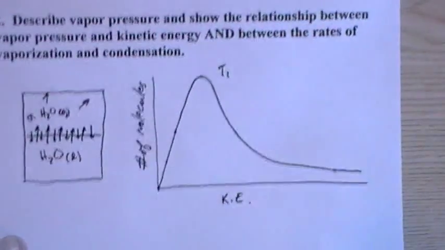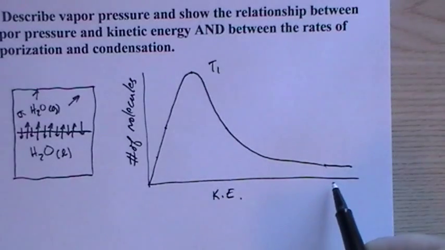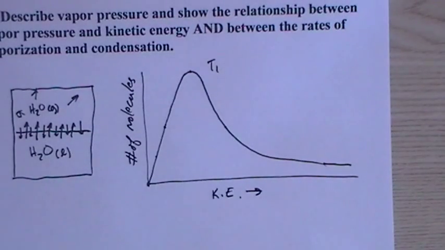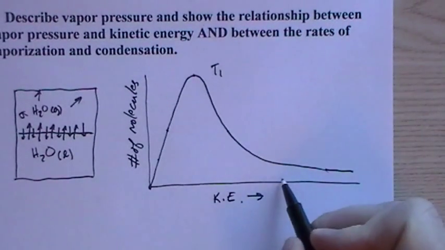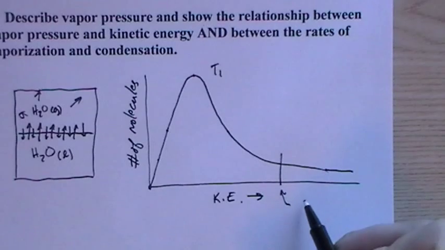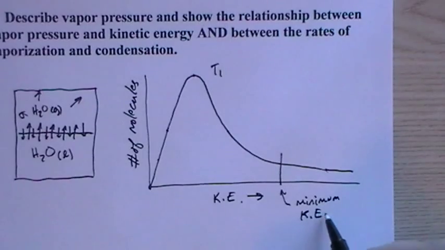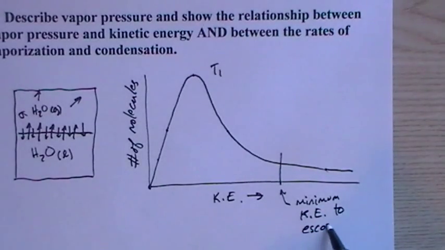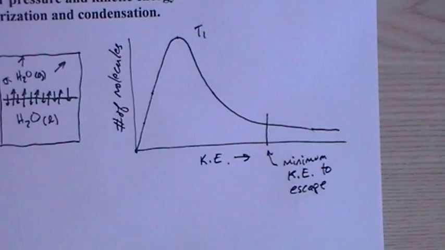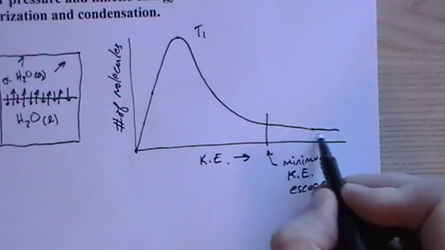So this is T1. We have a range of kinetic energies. Some molecules are moving very fast, and some are moving very slow, and very few of them have come to a complete stop. Now, there is a kinetic energy, this point, this is the minimum kinetic energy to escape from the liquid phase. So you can see that most of the molecules don't have enough energy to escape. A small portion of them do.